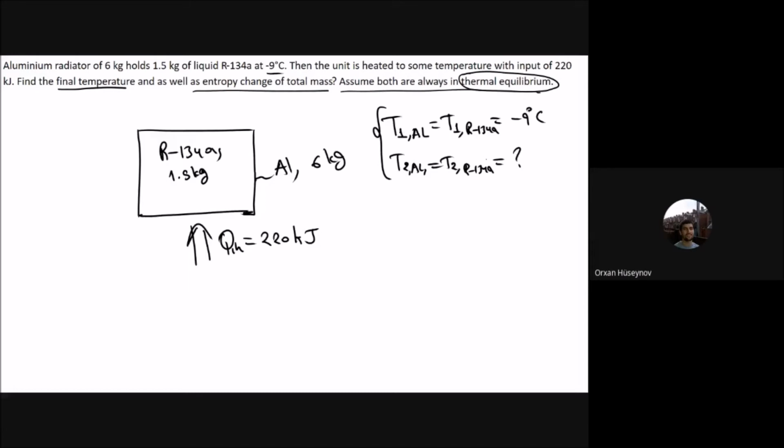Someone is asking a question, so let me answer, yes, Fikrat. Is thermal equilibrium possible in reality? No, it is not possible. It is just to make things easier. It is not real. You cannot have equilibrium at each stage. It is only for simplification. Okay, thank you.